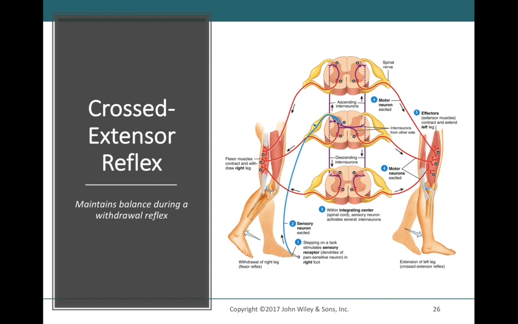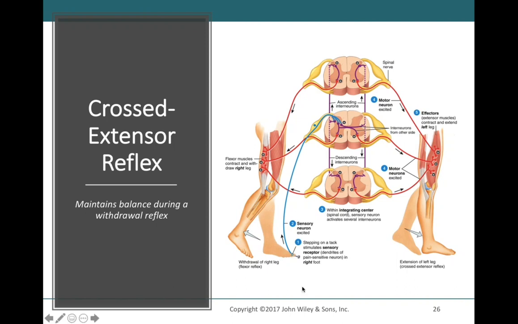So with the flexor withdrawal reflex, we stepped on a tack with our right foot and we contract our hamstring group to pull our leg away. But we also have to maintain balance, otherwise we might fall down and fall on that tack. So this is where the crossed extensor reflex comes in. At the same time that we're contracting the hamstring group of our right leg, we're contracting the quadriceps group of our left leg, which will extend our left leg and help us to maintain balance as we're pulling our right leg away from the tack.